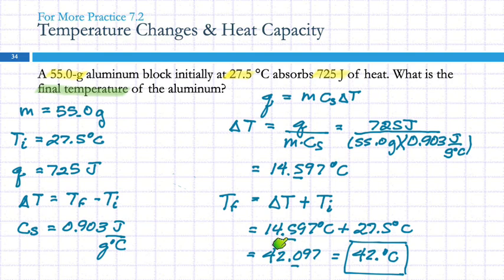You can see how you might get this a little mixed up and maybe subtract instead of add. So think about it for a minute. If the block is absorbing heat, is it going to get warmer or colder? It's gonna get warmer, so we expect the final temperature to be higher. Here, our final temperature is higher than the initial temperature. So that's encouraging. Any questions?